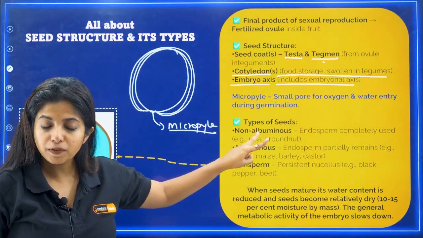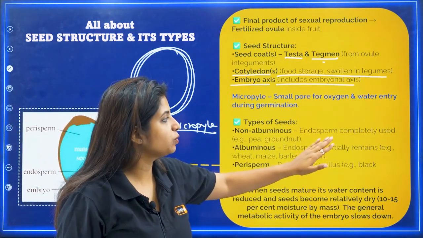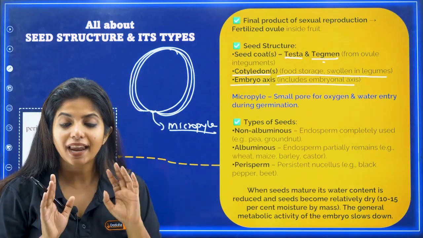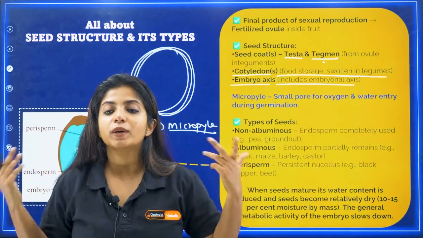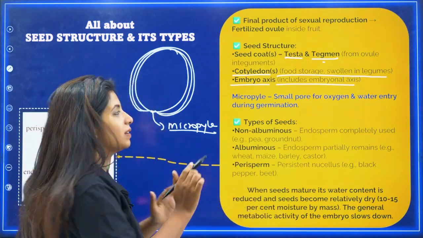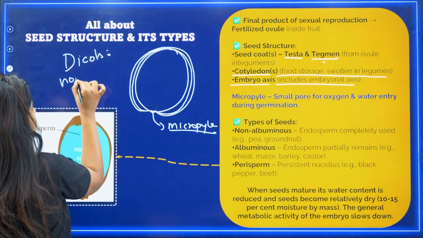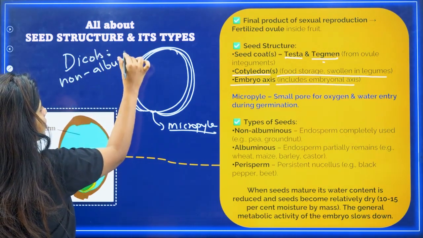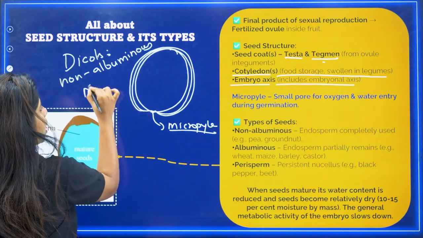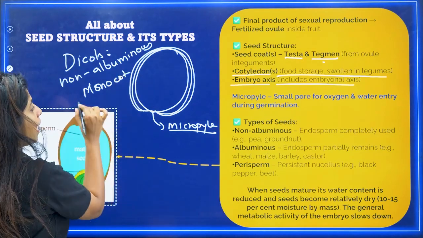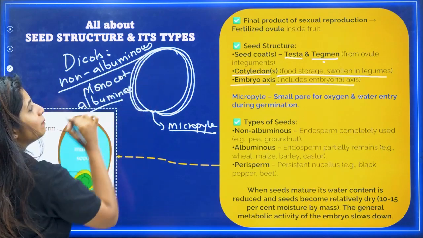Now there are two types of seeds, non-albuminous and albuminous. Non-albuminous means the endosperm is completely used up. Same like dicots. I told you in dicots what happens, my dear children, all the endosperm is used up for making what? Cotyledons. So always remember, dicots are the ones which are non-albuminous. That means they do not have the endosperm left back. Now you have the monocots. Monocots have the endosperm left back, so they are known as albuminous. Now, can you tell me an example of non-albuminous plants?